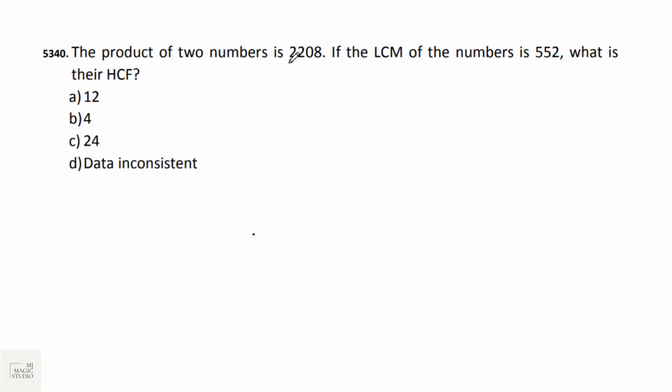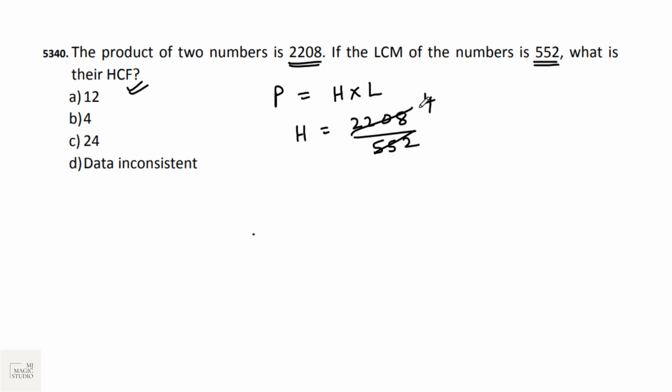The product of two numbers is 2208. If the LCM of the numbers is 552, what is the HCF? We know that the product of two numbers is the product of HCF into LCM. So HCF is 2208 divided by 552. It will go 4 times. So the HCF of the numbers is 4, that is option B.